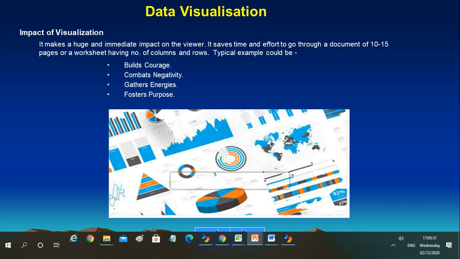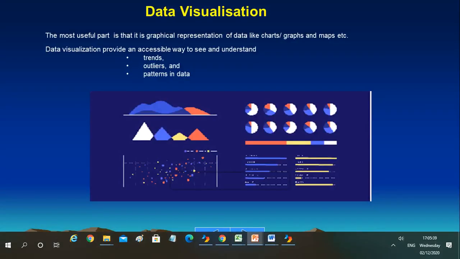A typical example could be: builds courage, combats negativity, gathers energies, fosters purpose. So the most useful part is that it is a graphical representation of data like charts, graphs, etc. And data visualization provides an accessible way to see and understand trends, outliers, patterns or anything of that sort.